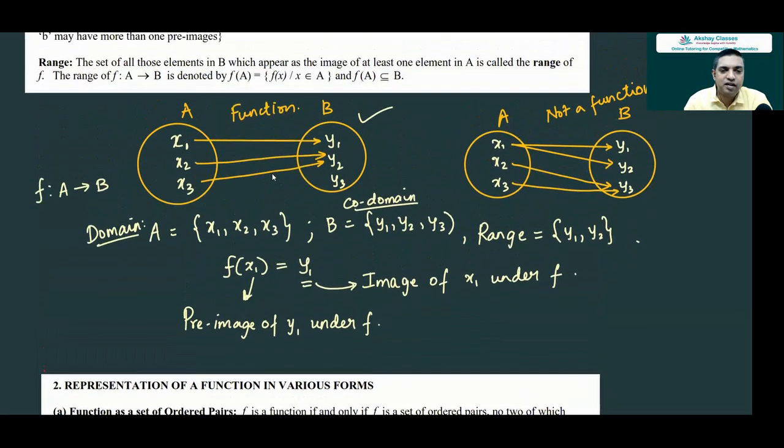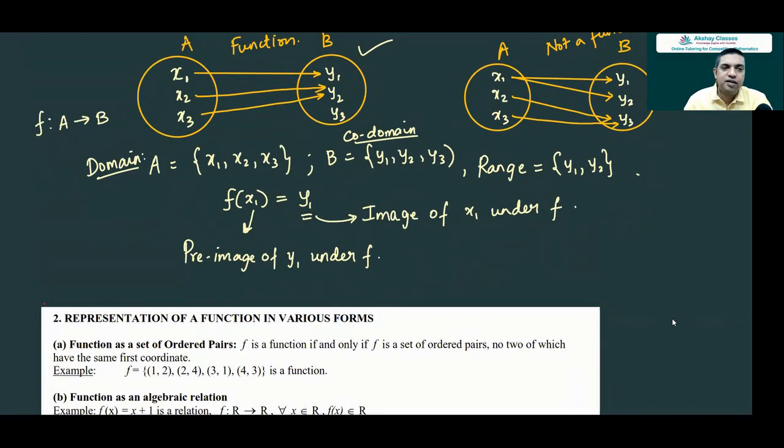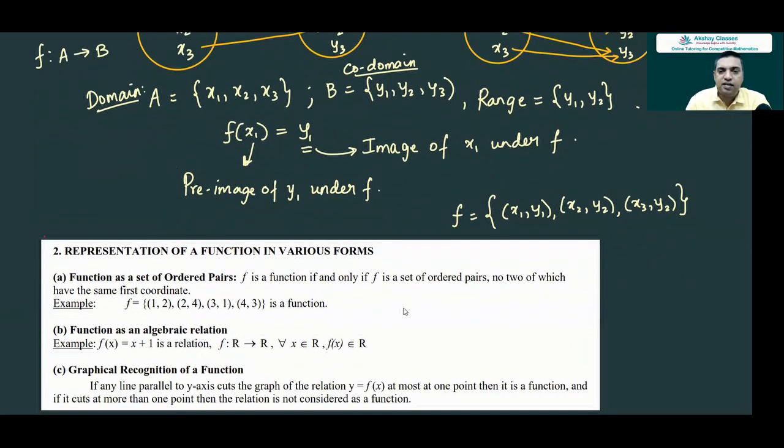In the example that we have taken here, we can write the function as f is equal to, in this example, what will be f? It will be (x1, y1), (x2, y2), (x3, y2). This is the function as a set of ordered pairs. All right.